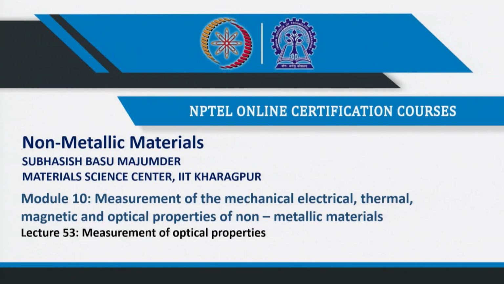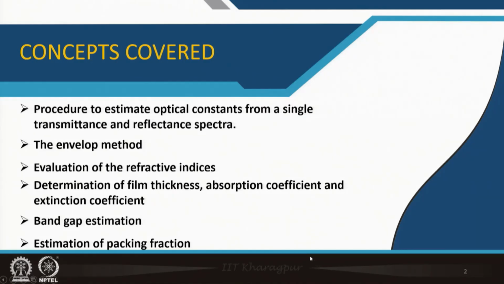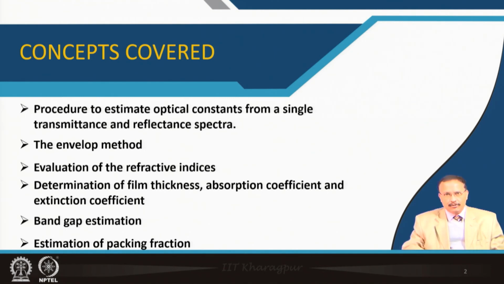Welcome to my course Non-Metallic Materials, and today we are in module number 10, measurement of the mechanical, electrical, thermal, magnetic and optical properties of non-metallic materials, and this is lecture number 53, where I will be describing the measurement of optical properties. In my earlier lectures, we talked about the basic optical properties of non-metallic materials. In a subsequent lecture, I also introduced the UV visible spectrophotometer and the principle of UV visible spectroscopy.